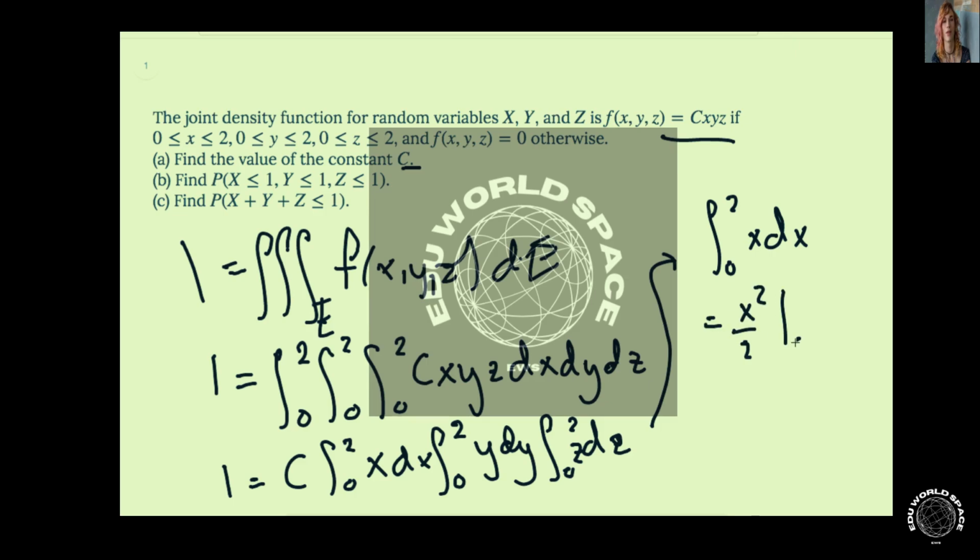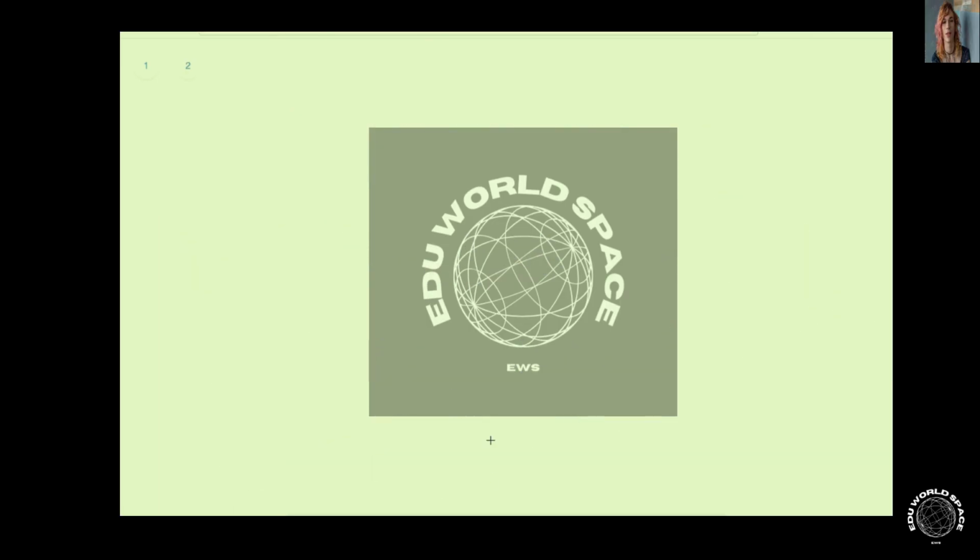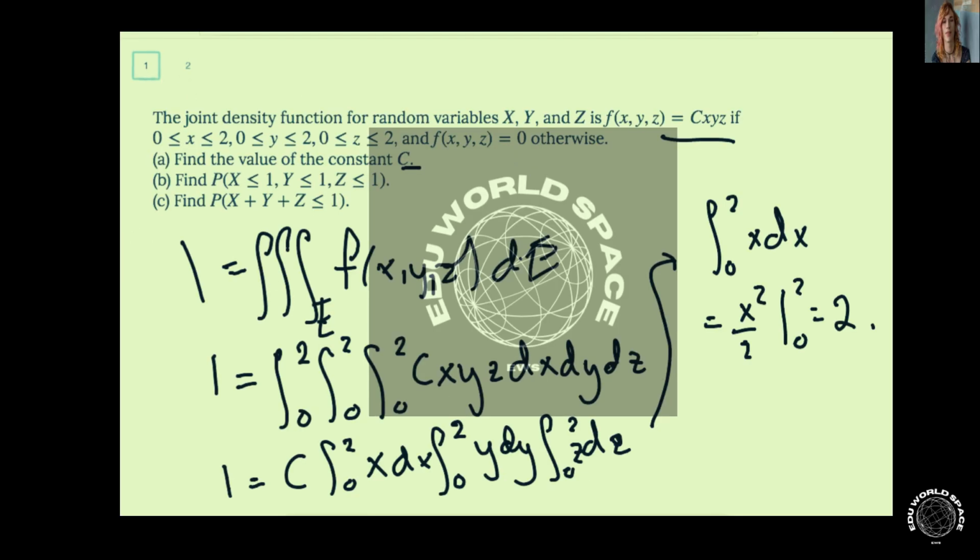Okay, and if we just look at one of these integrals, x squared over 2, from 0 to 2, we see that that's equal to 2. So we've got 1 is equal to c times 2 to the 3. So c is equal to 1 over 8. All right, so now we want to look at part B here.